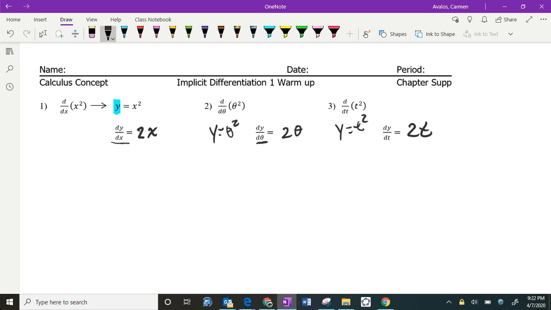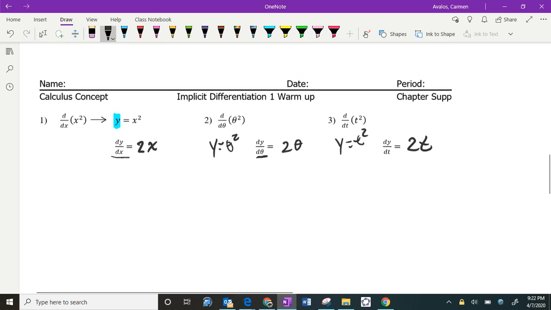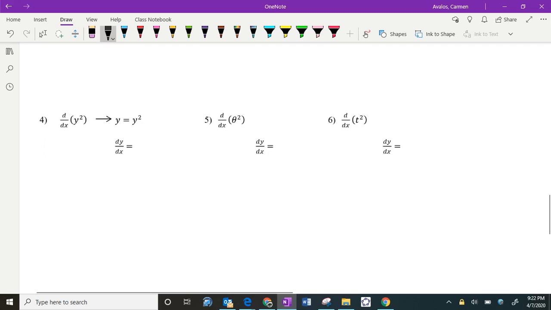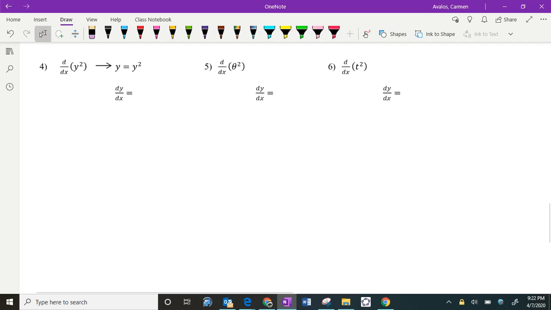So it's nothing different than what we've been doing before. That is no notation. So now what you want to do is pause the video again and see, can you do these? Can you do them? So if you can, awesome. If you can't, and you're like, well, aren't they the same?